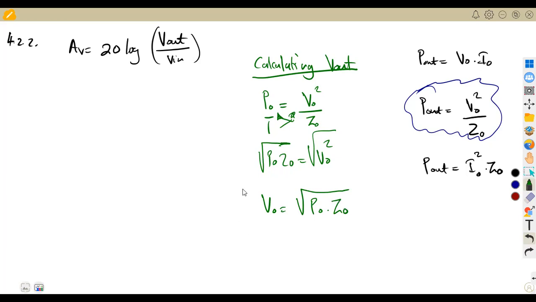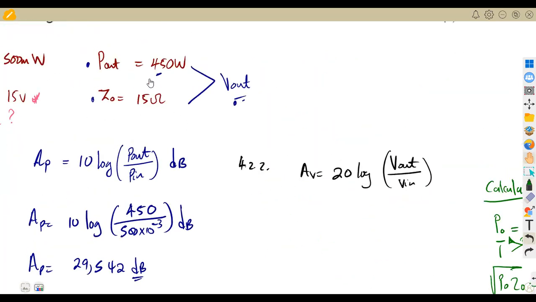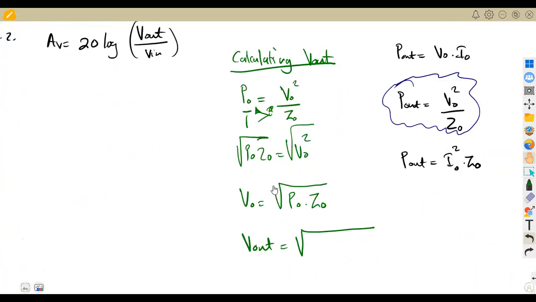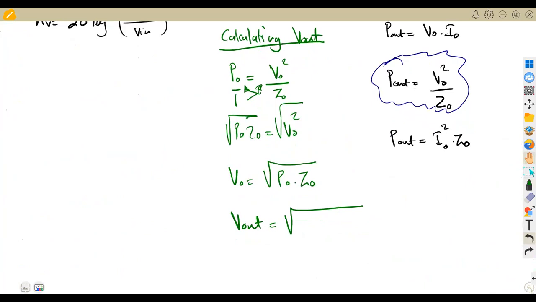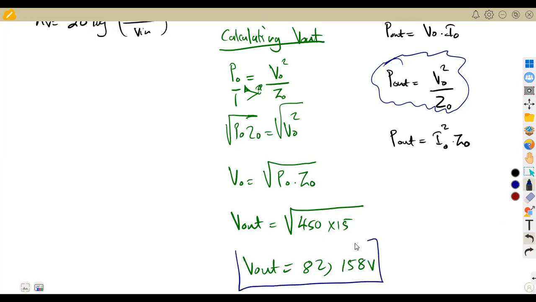So in order for us to calculate the voltage at the output, which is the voltage that we need here, we are going to have the square root of P out times Z out. Remember, I've got P out 450 and the impedance there, which is 15. So we're going to multiply 450 times 15. That's it. We've got the voltage at the output, which is going to give you something like 82.158 volts. This is voltage measured in volts in this case.